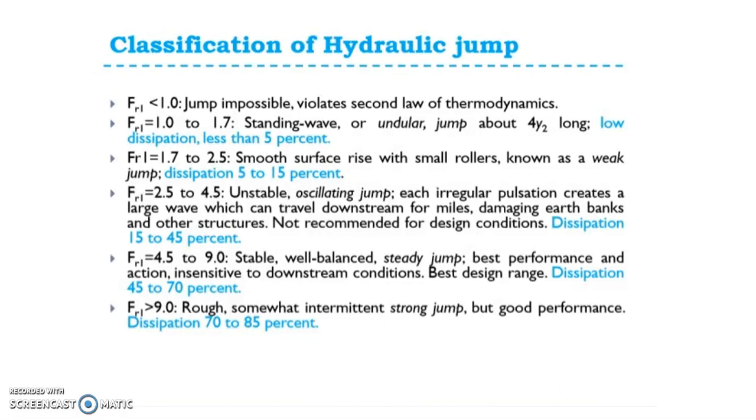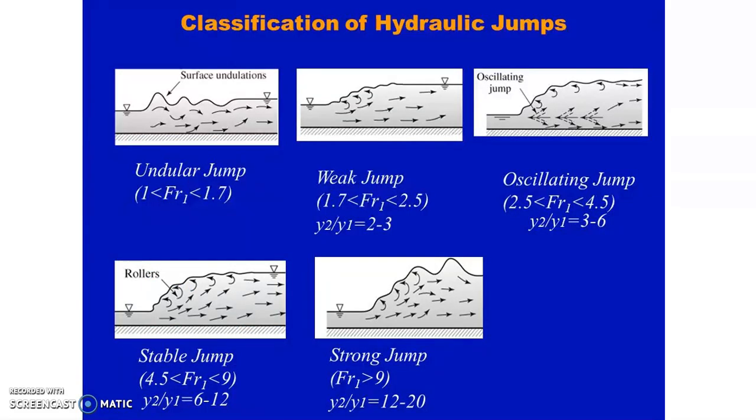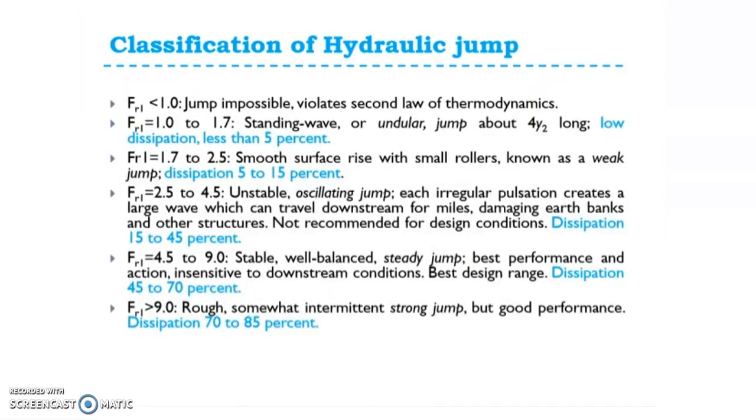Whereas we have something called weak jump, where Froude's number lies between 1.7 to 2.5. You will have the rise with the small rollers arrangement. The surface is very smooth, and energy dissipation can be up to 15 percentage. And you can see some minor turbulences here. And probably the fourth one is the one where Froude's number lies between 2.5 to 4.5.